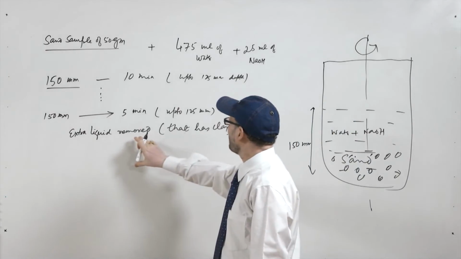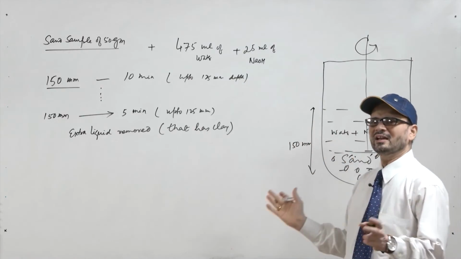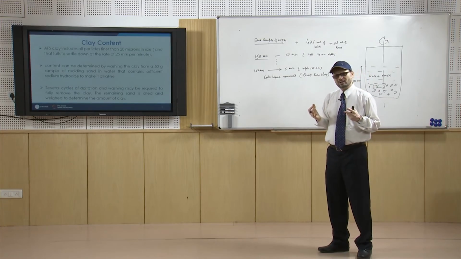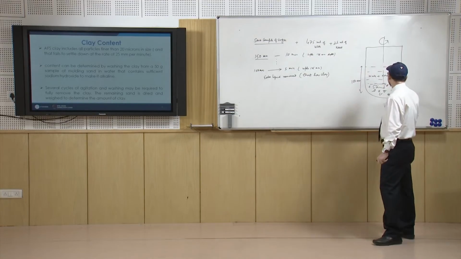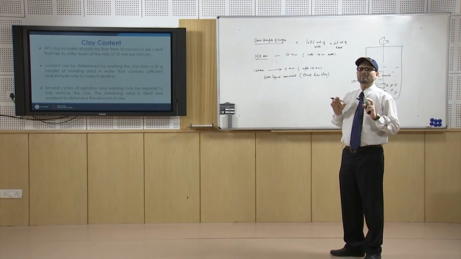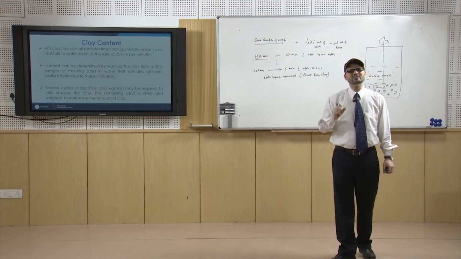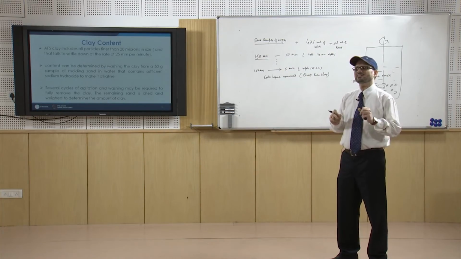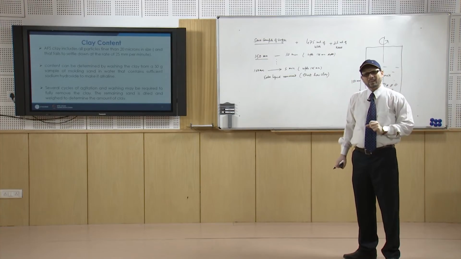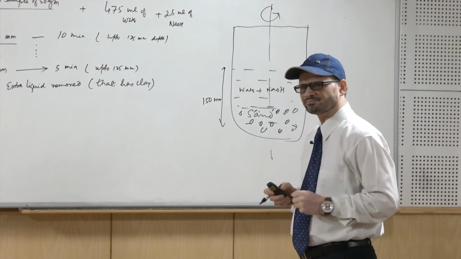So, this extra liquid which is removed has clay. Then all the sand mass that is left is taken out, dried, and weighed, and the difference in the weight of the mass will be the amount of clay present. So, that is how the clay percentage is found out. Basically, depending upon the difference in settling rate, the clay content in the sand is determined using this method.